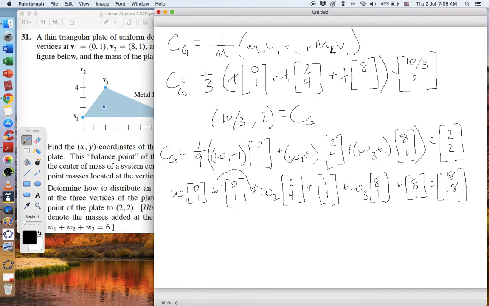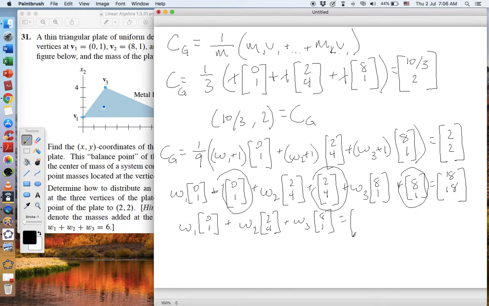And now we want to take these values. We don't have any variables attached to these values here, so we're going to subtract those over to the other side. This is just vector to minus vector, so we've got the I component of this vector minus the I components of each of these 3 vectors. We're going to isolate our variables over to one side and our known constants over to the other. So we've got W1 times 0, 1 plus W2 times 2, 4 plus W3 times 8, 1, and that's equal to 18 minus 8 minus 2 minus 0, or 18 minus 10, which is 8, and 18 minus 1 minus 4 minus 1, or 18 minus 6, which is 12.